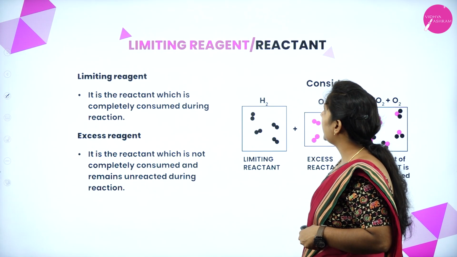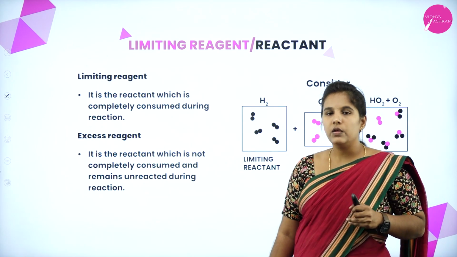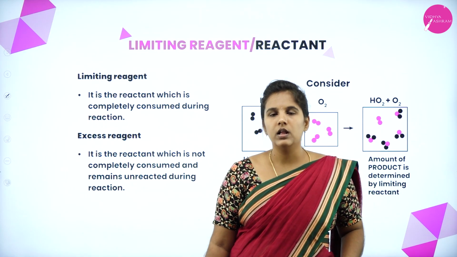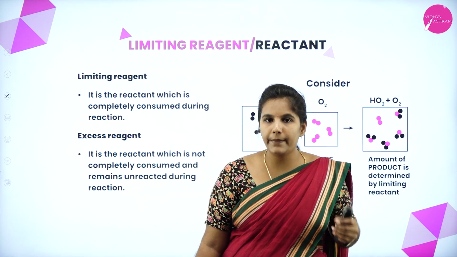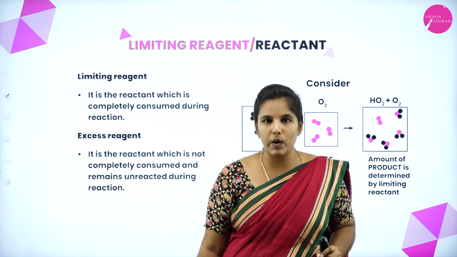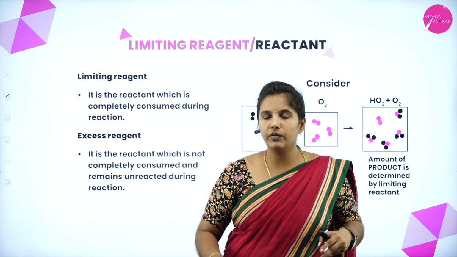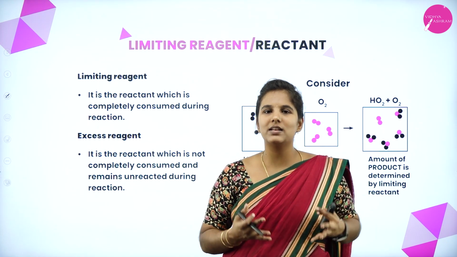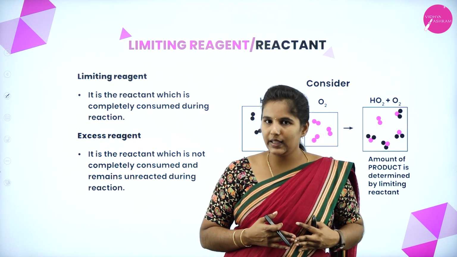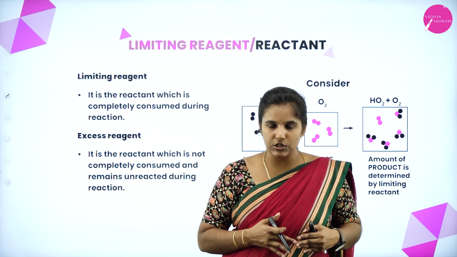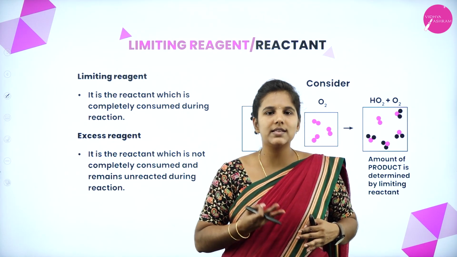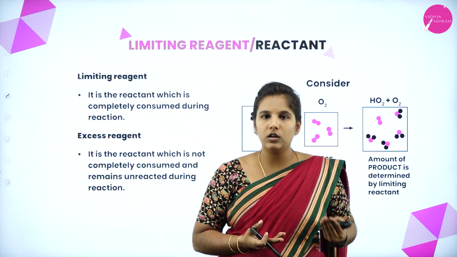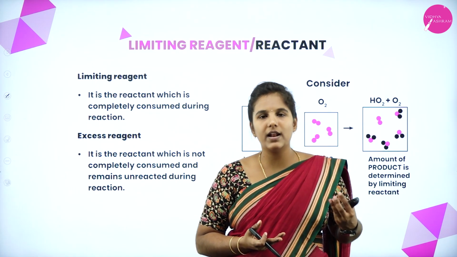That is limiting reagent or the reactant. We all know that when we are carrying out a chemical reaction, sometimes we observe that one of the reactants is not present as the reaction requires, right? So during any chemical reaction, one of the reactants will be present in excess quantity, whereas another is present in a very low amount.